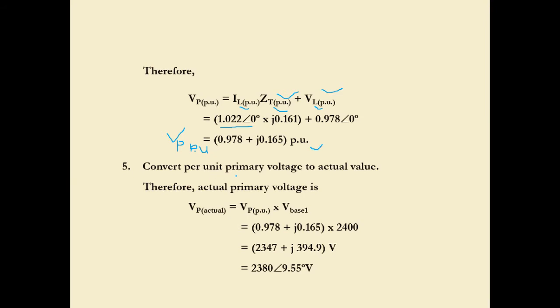So now you convert the per unit primary voltage to actual value. How? Just copy this PU value and multiply by its base, primary base 1. Remember, base 1 is referring to the primary part of the transformer, that is 2400 volt. So here is the actual VP we finally obtained.